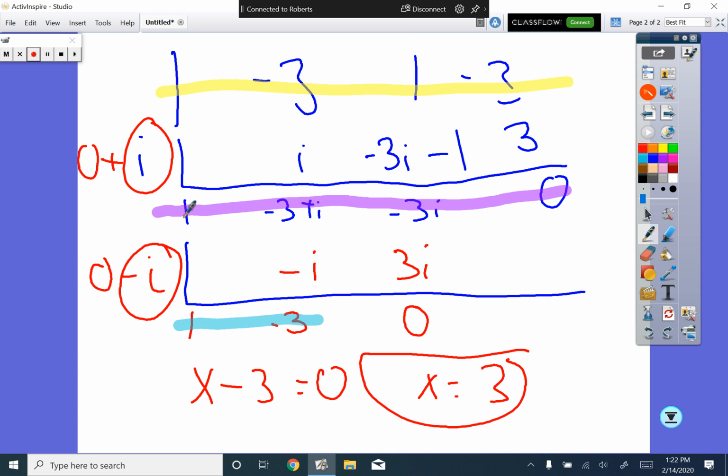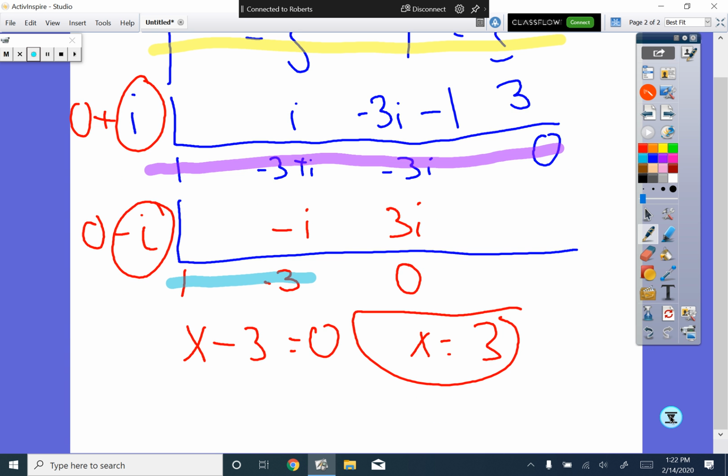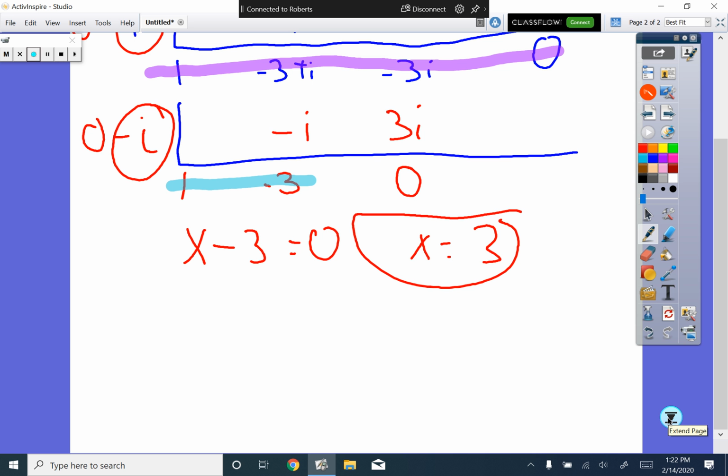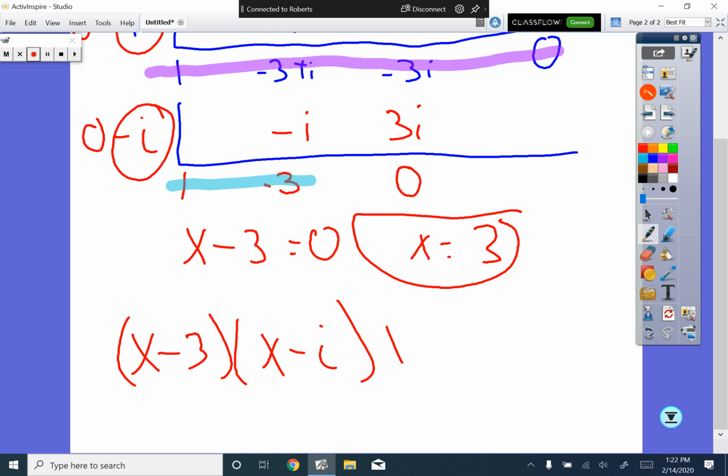By the way, if they ask you to put this in linear factors or factored form, you would go like such. x minus 3, x minus i. Who does he come from? Positive i, right? And then we have x plus i, and he comes from the negative i as a zero. So that is how I would write it in factored form. Okay?